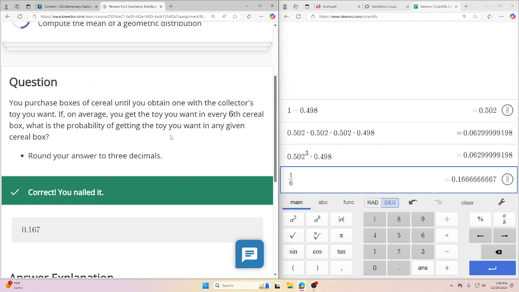So there's a key trick here on this geometric stuff, until success, all that kind of stuff. If you see the word average, then we're just dividing it. So that's another little formula.